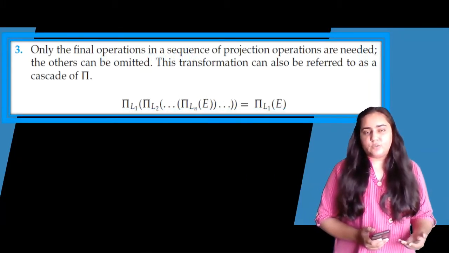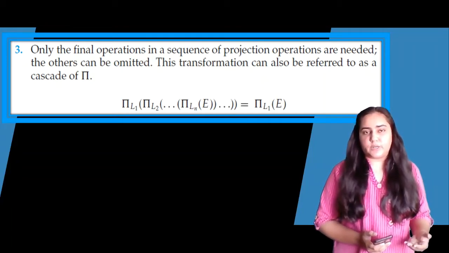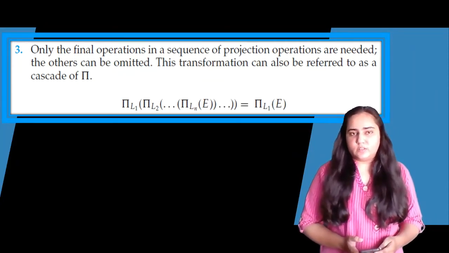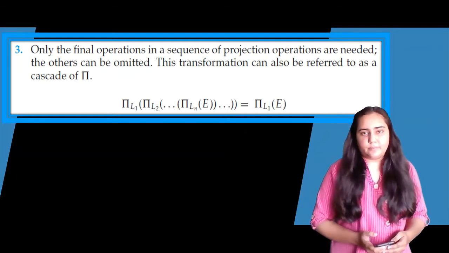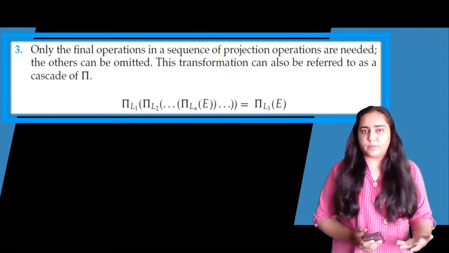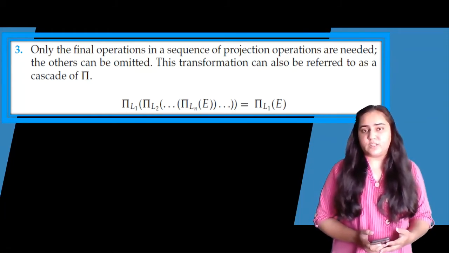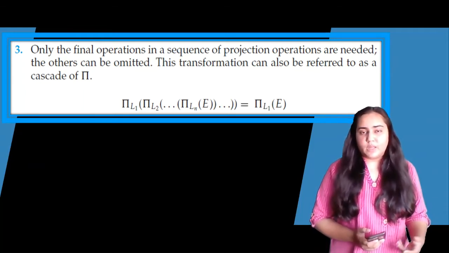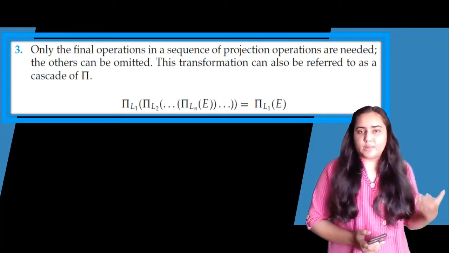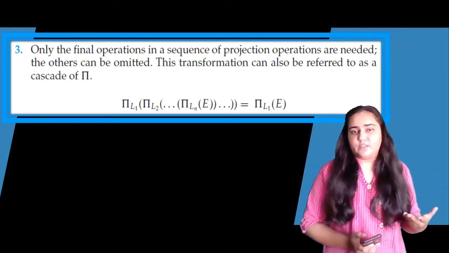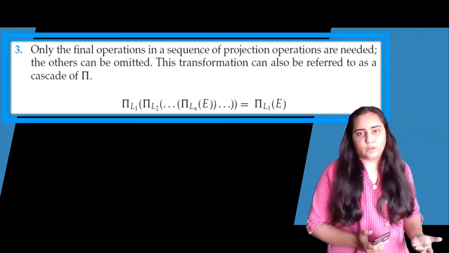The third type of rule says that only the final operations in a sequence of projection operations are needed. The others can be omitted, and this transformation can also be referred to as a cascade of pi. Remember that the pi operation extracts columns from a particular table. The table name here is E. From that table, the pi operation is extracting several columns. On the left-hand side, I'm applying the pi operation multiple times, and every time I'm extracting a different list of columns like L1, L2, and so on up to L4.